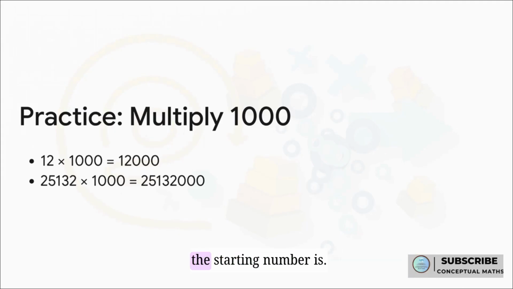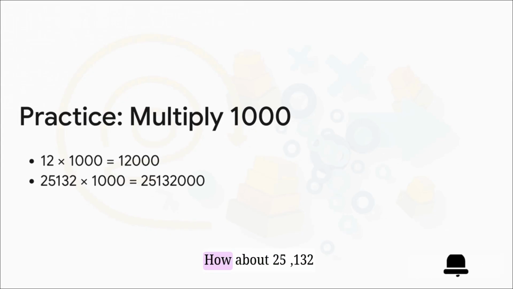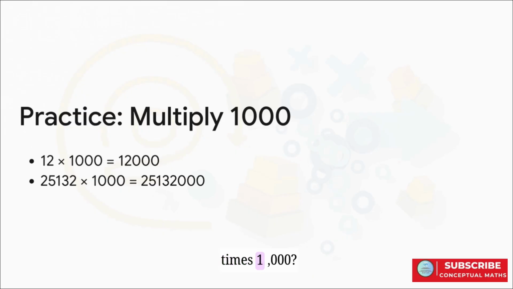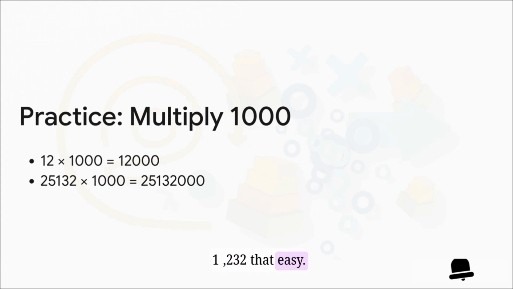Let's look at a couple of extreme examples just to prove this magic rule basically never breaks, no matter how huge the starting number is. 12 times 1,000? Add 3 zeros, that's 12,000. How about 25,132 times 1,000? Just drop those 3 zeros on the end and you've got 25,132,000. It really is just that easy.